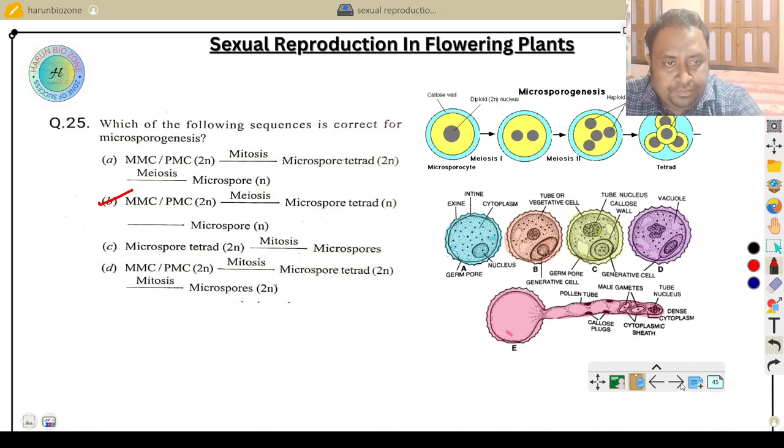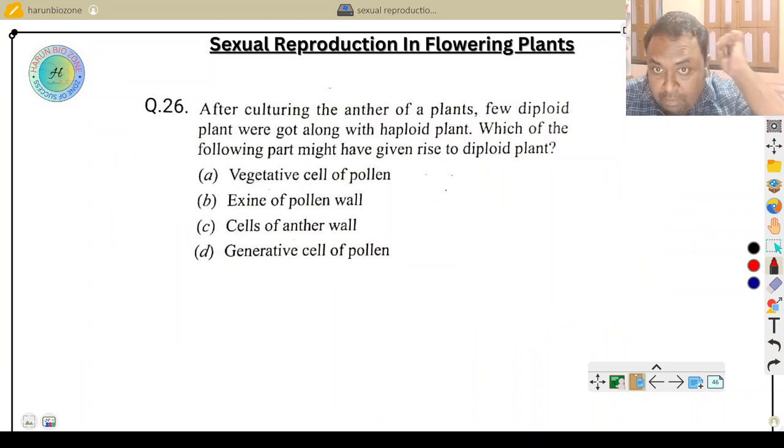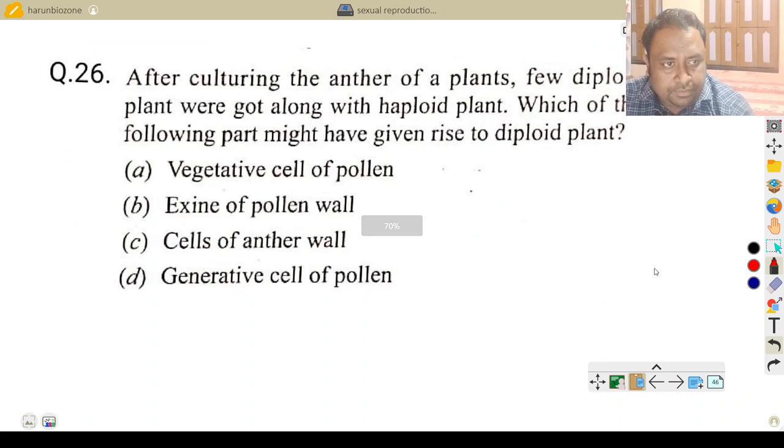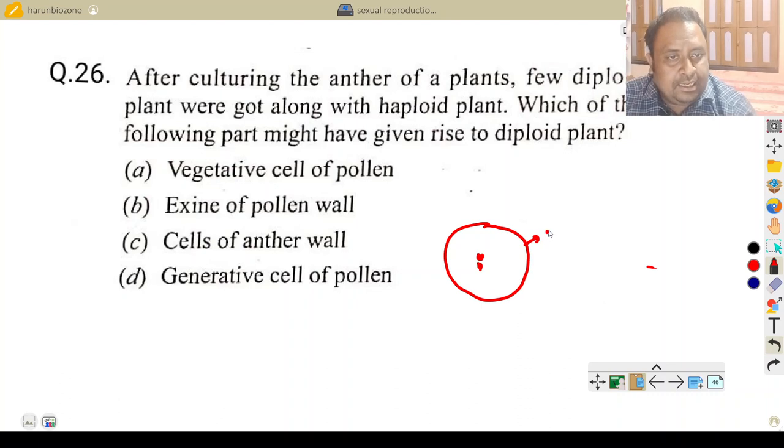Next point. After culturing the anther of a plant, a few diploid plants were got along with haploid plants. Which of the following parts might have given rise to the diploid plant? Diploid plant is produced from a diploid cell, and haploid plant from a haploid cell. This is a pollen grain. Here some wall of the pollen is present, cytoplasm, and this is the nucleus of the pollen. This is haploid in nature, but the wall, exine and intine, is diploid in nature.